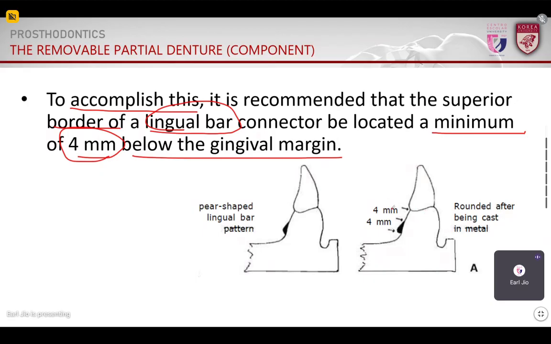Ibig sabihin pala, from the free gingival margin papunta sa superior border ng ating major connector, dapat we have at least 4 millimeters. So, ito yung area that talks about 4 millimeter of relief. Okay? This is cross-sectional image of our major connector. Okay? Dapat may 4 millimeter of relief. This is lower arch. Okay?